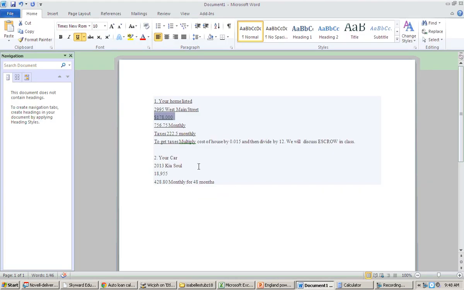In my case, I use my nice new 2013 Kia Soul. If I bought that, if it was all loaded up at almost $19,000, and I wanted to pay it off in 48 months, it would be $428.80. If I was being a little smarter consumer, I might spread that out to 5 years or 60 months instead.